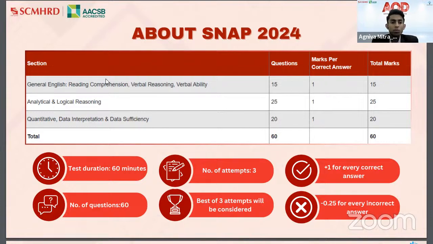For every question that you mark correctly, you will get a marking of +1. And for every question that you mark incorrectly, you will get a negative marking of 0.25. Please note that this exam has 3 attempts. There is no limit to the number of attempts you can take for this particular exam. But on the other hand, we also suggest that you take the maximum number of attempts, which is 3, to maximize your chances of scoring the highest. Because SNAP is an exam in which there is no normalization. Instead, the test in which you score the highest marks, those marks will be considered for your final percentile calculation. Next slide, please.